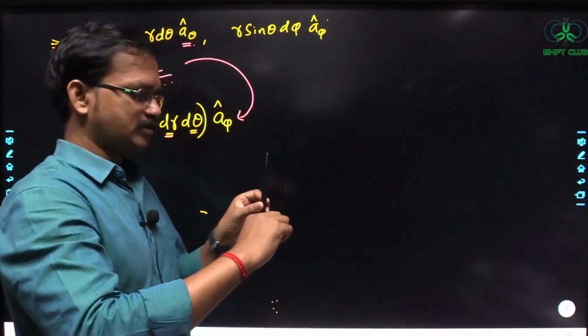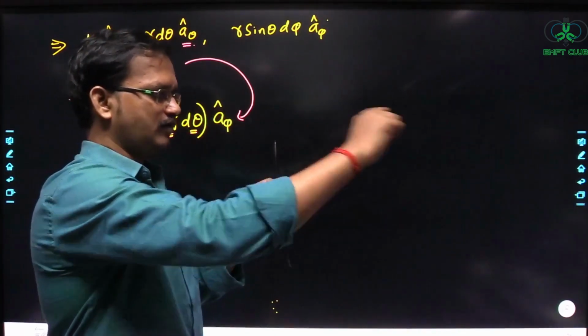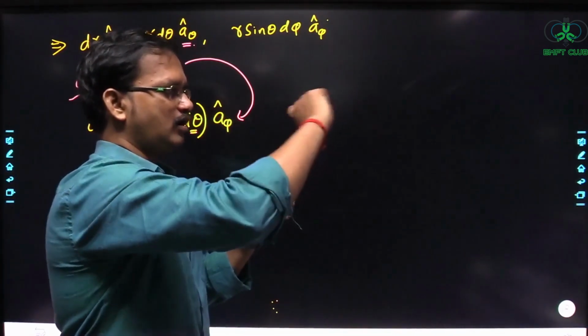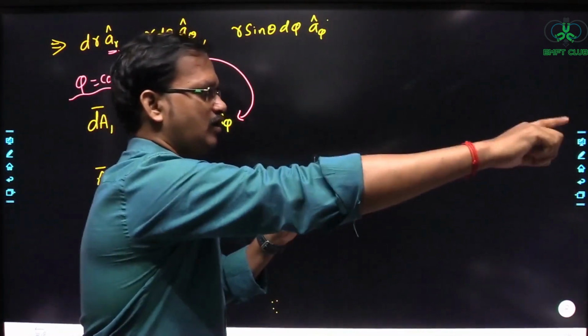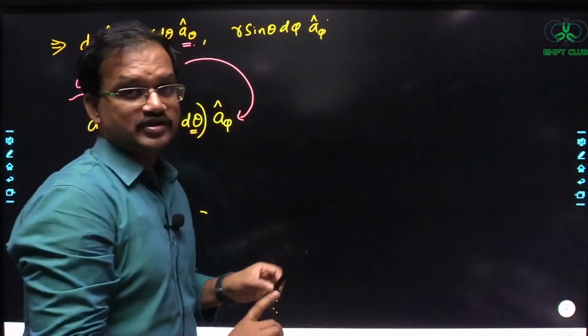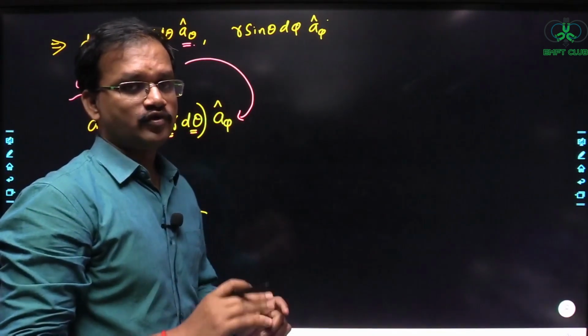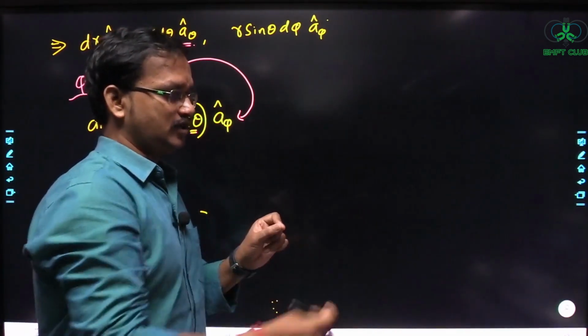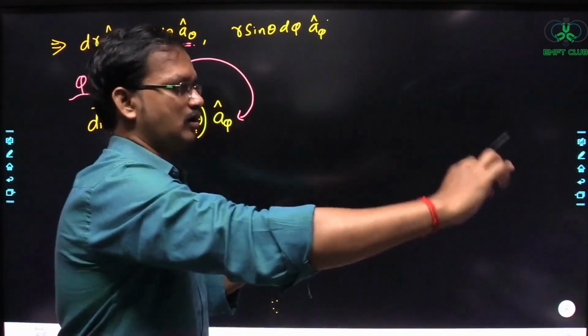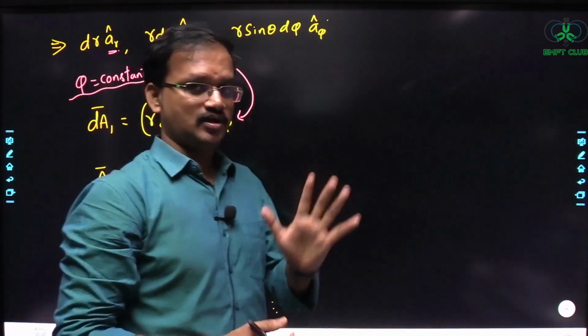I will show it like this. Vary r and vary theta. So what are you going to get? You are going to get the surface of a semicircle. If you go on varying r and theta, you are going to get the surface area of a semicircle, isn't it?